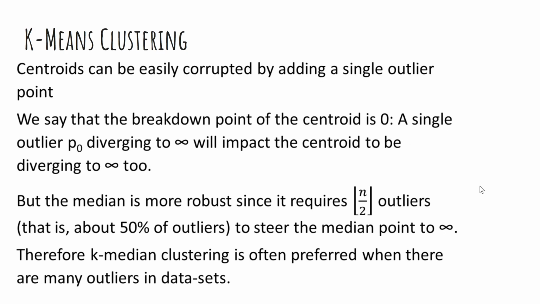K-means clustering. Centroids can be easily corrupted by adding a single outlier point. We say that the breakdown point is 0 for the centroid. A single outlier P diverging to infinity will impact the centroid. Therefore, k-medians clustering is often preferred when there are many outliers in the dataset.